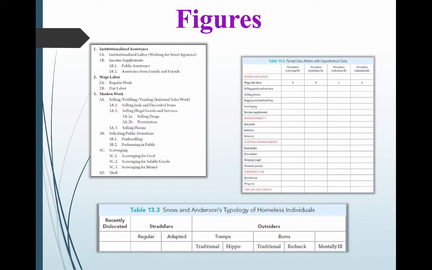So in this example, they have their typology of outsiders and straddlers, and how they break those down into subcategories, right? So of their subcategory of bums, they have traditional or redneck, right? Things like tramps, traditional or hippie, right? Fun stuff. So the typology itself, again, is just a better way to further categorize and understand the information.